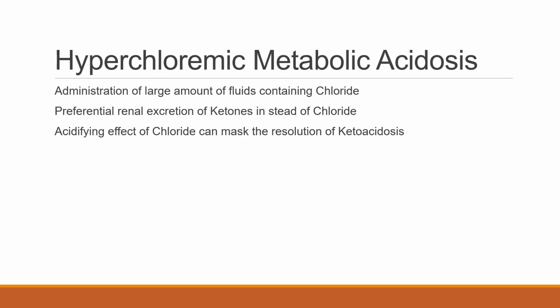So it is important to know about the concept of hyperchloremic metabolic acidosis also, because we are administering a large amount of fluid containing chloride. We are administering normal saline, that is sodium chloride, so basically chloride. Preferential renal excretion of ketones instead of chloride is happening in diabetic ketoacidosis. That can lead to accumulation of chloride in the body, that will develop hyperchloremic metabolic acidosis.